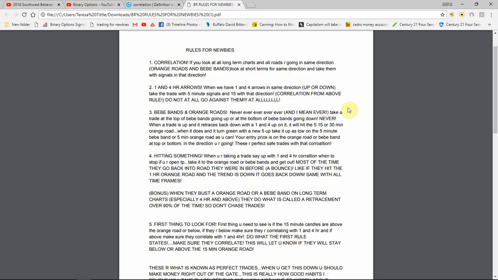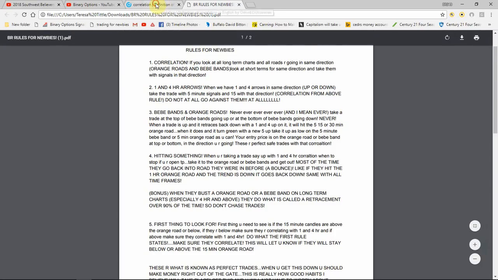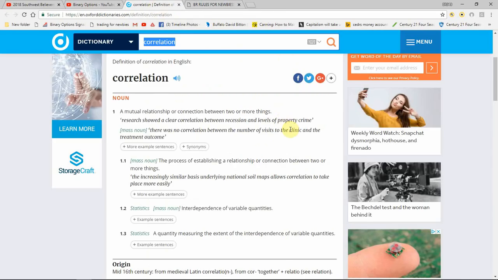I want to bring the rules together for you on correlation, okay? Because this is so simple. It's like falling off a log, man. This is way simpler than that. I don't even know how I could get any simpler. But we're going to look up the definition of correlation.